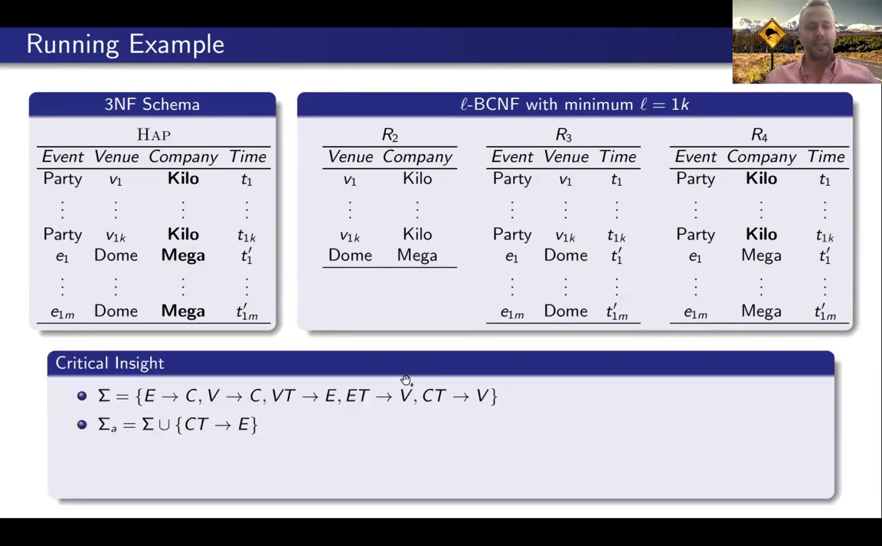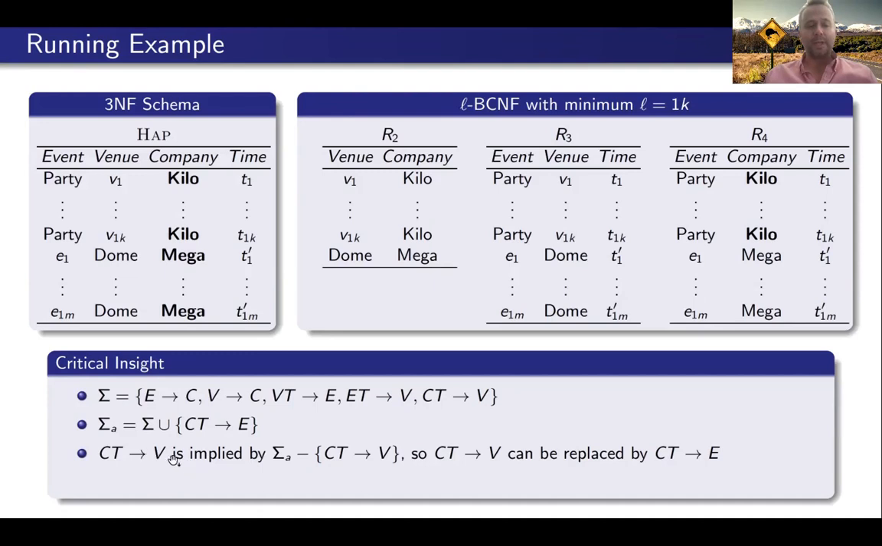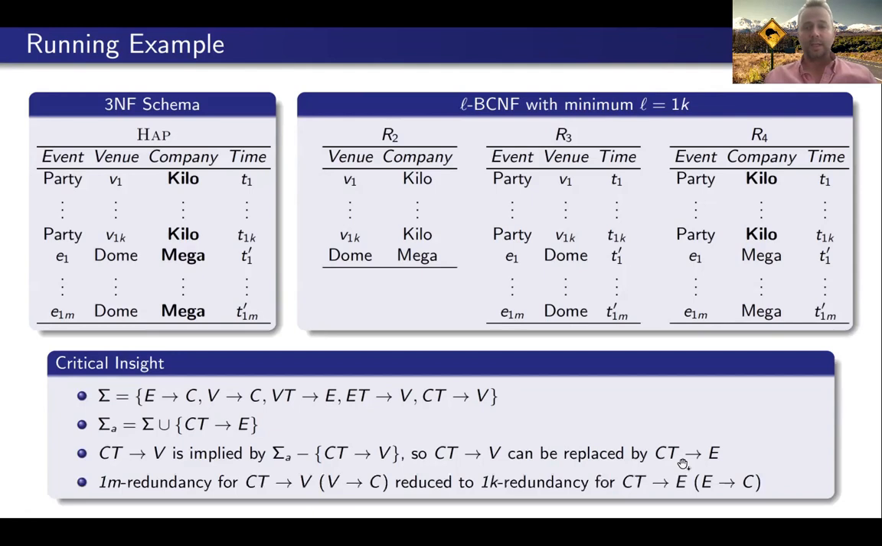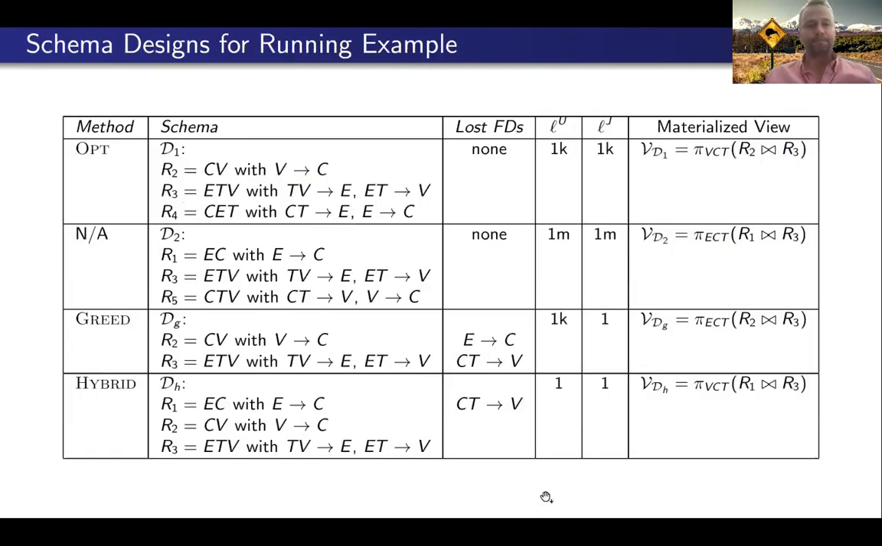And the insight is in here that actually the FD CT to E is implied by these dependencies. And here embedded in CT to E is only the FD E to C, which is only 1K, which only causes redundancy of 1K. And actually the FD CT to V, which encloses the FD V to C, which causes a redundancy of 1 million, that can be eliminated because it is implied in here if we introduce CT to E in it. And then CT to E is, of course, this schema in here. So we've effectively reduced the redundancy from 1 million to 1K.